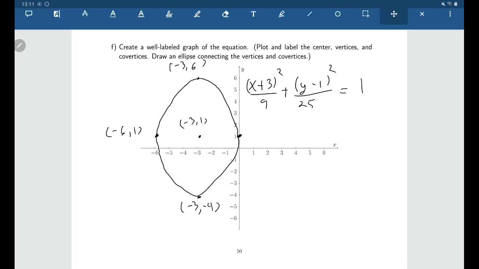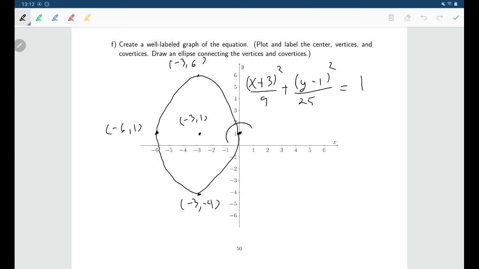Remember that for a well-labeled graph, you're going to want to make sure that you have plotted your points, you have labeled your points, you've labeled the equation, you've labeled your axes, you've labeled your tick marks. You'll notice that the only point that I didn't label was this point, 0, 1, and that's because it's on the y-axis at a tick mark, so I don't really need to write in the coordinates. If you do, that's fine, but you don't have to. So this I would consider a nice, well-labeled graph of my ellipse.